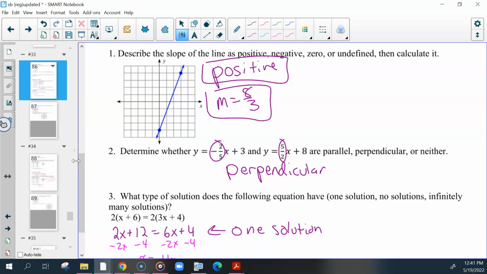For the second one, we had to determine if these two lines were parallel, perpendicular, or neither. If you look at the slopes, they are negative reciprocals of each other, so they would be perpendicular.